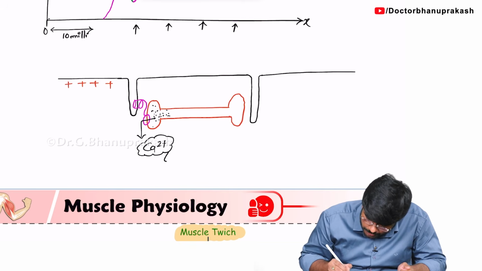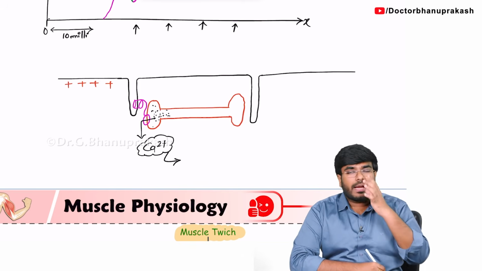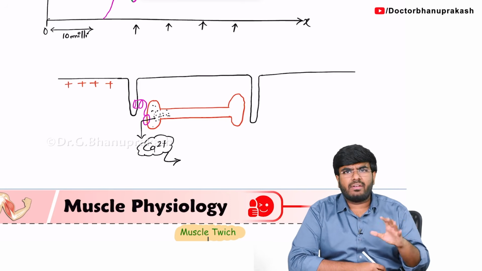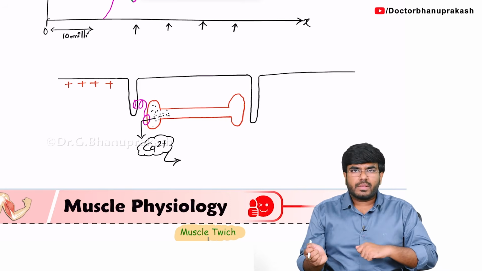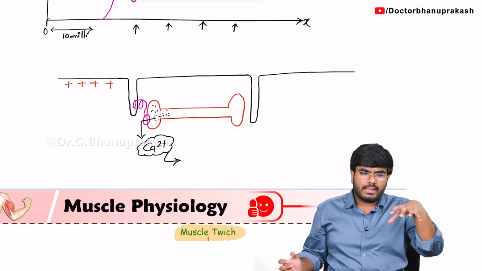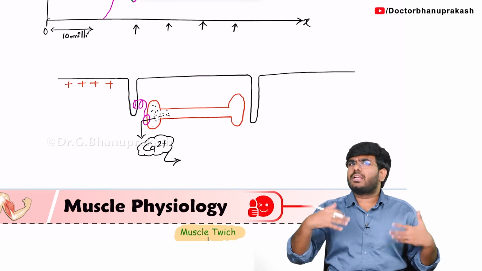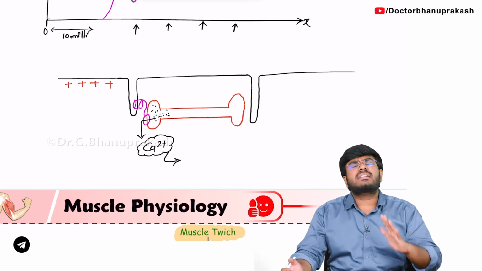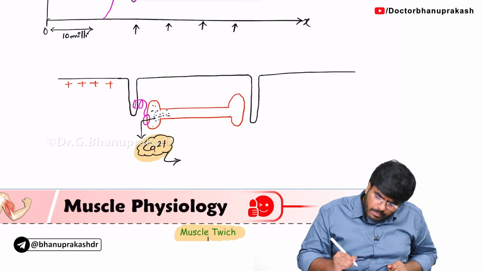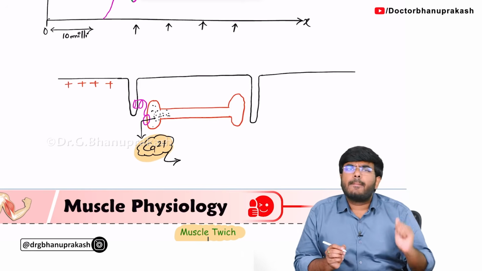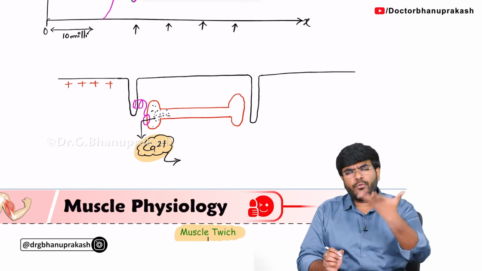And what is this calcium going to do? The calcium is going to bind with troponin C, and whenever the calcium is available, troponin C will remove the tropomyosin. Whenever the tropomyosin is removed, the active sites are exposed, followed by muscle contraction. We have already discussed this in skeletal muscle physiology. So this calcium is the key molecule which is going to control the muscle contraction and the force generation.